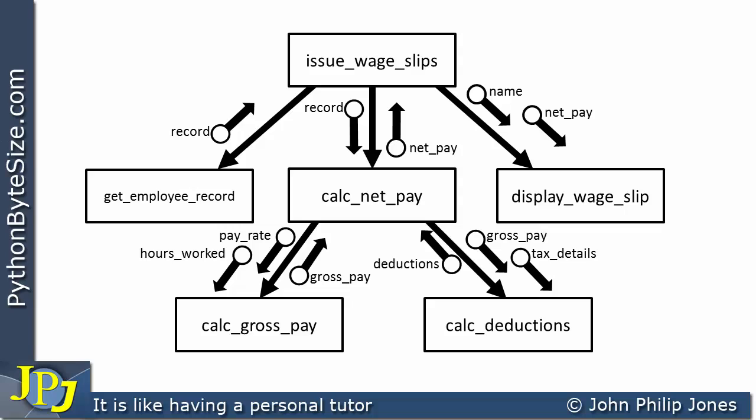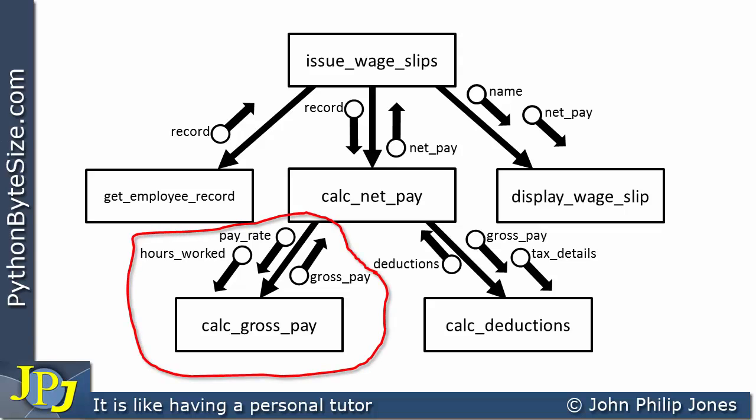And to do that, what I can do, I can pick one of the modules and say, right, I'm going to write the code to implement that module. And the one I'm going to choose is this one here, calculate gross pay. And that's the one I'm actually going to write the function for. So let's consider the module in isolation.